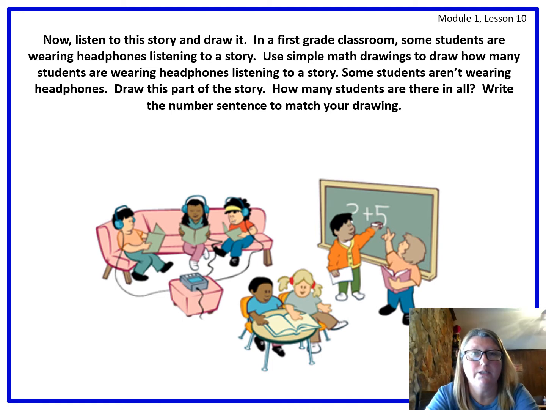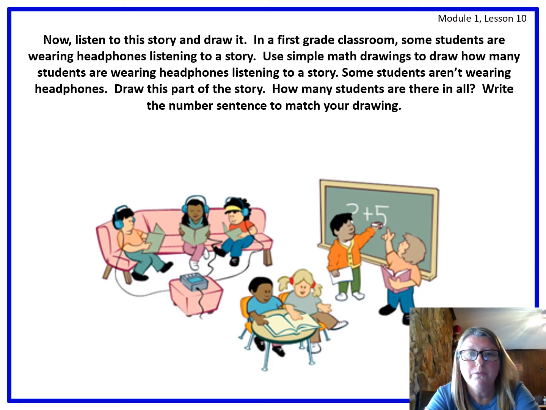Now listen to this story and draw it. So in a first grade classroom, some students are wearing headphones listening to a story. Use simple math drawings to draw how many students are wearing headphones listening to a story. Some students aren't wearing headphones. Draw this part of the story. How many students are there in all? Write the number sentence to match your drawing.